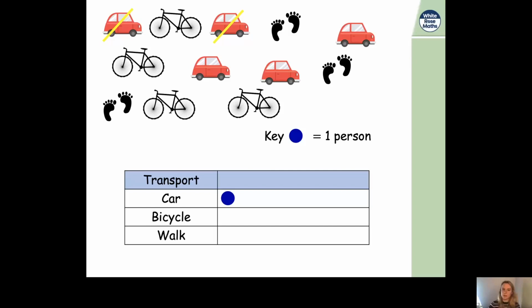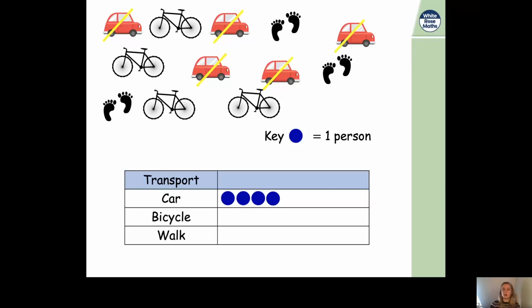And then I'm going to cross out my second car, which represents the second person that told me they go to school by car. So therefore, I only need 1 more blue circle because 1 blue circle represents one person. And then I have another car, so I need to add another blue circle for my next person. Then I'll cross out my car after that, and I'll add another circle because that's another person that told me that they go to school by car.